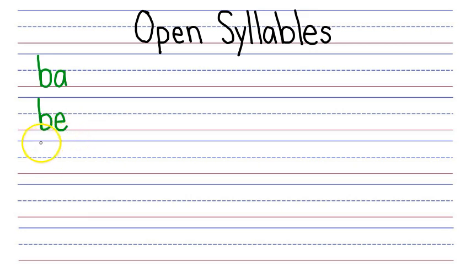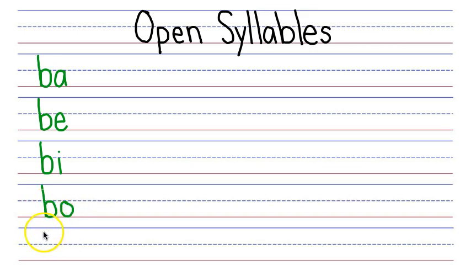Next, write by with a B that says b, and an I that makes a long I sound, I, by. This is the first syllable in the word biceps. Next, write bow with a B that says b, and an O that makes a long O sound, O, bow. Bow is the first syllable in the word bovine.